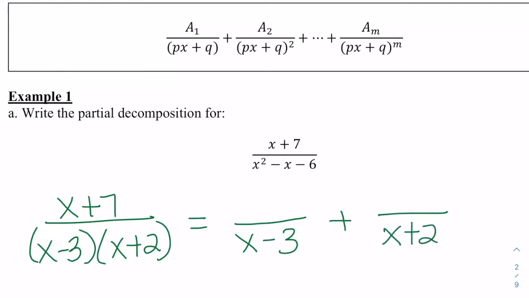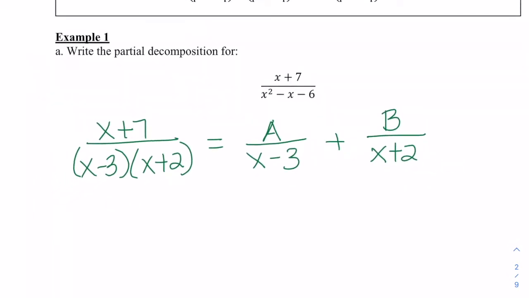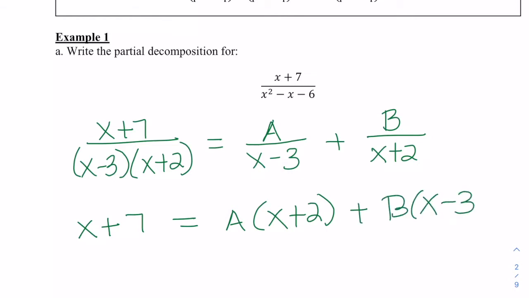Now, these are linear factors, so we're going to have 1 degree less in the numerator. So I'm just going to write the variable a. And since we have a second fraction with a different linear factor, I'm going to make that over b. So we have a over x minus 3 plus b over x plus 2. And we're going to solve this by multiplying both sides by x minus 3 and x plus 2. So we'll be left with x plus 7 equals a times x plus 2 plus b times x minus 3.